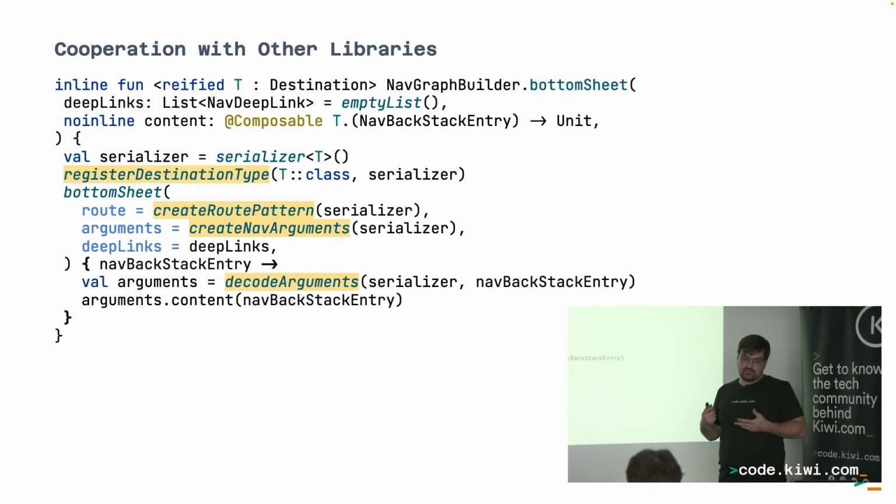So instead of it, we are providing some public API, which you can utilize to write your own abstraction over it. So for the bottom sheet, you will just use those 4 public functions to create the route pattern, nav arguments, and decode arguments, and you are good to go with any other library for Jetpack Compose itself.